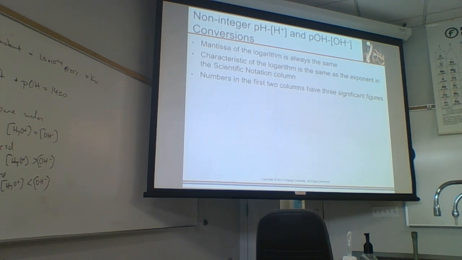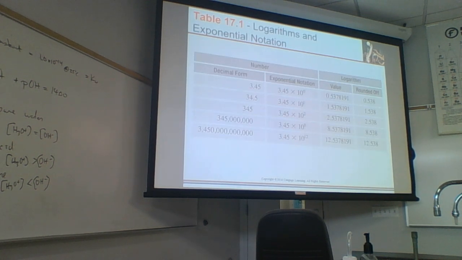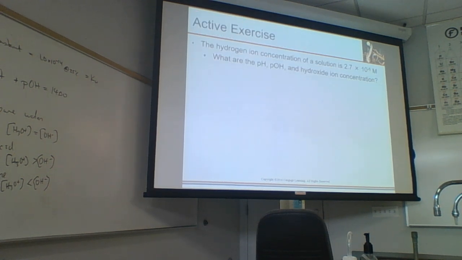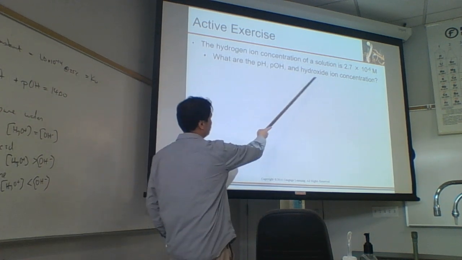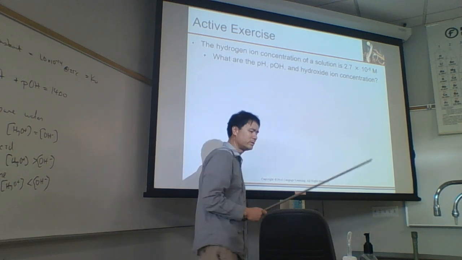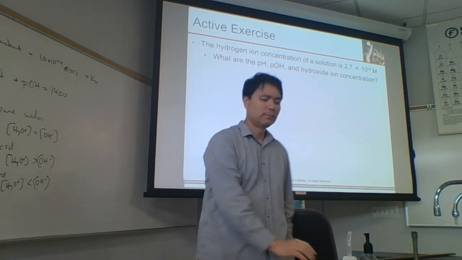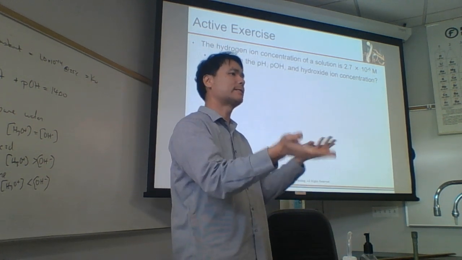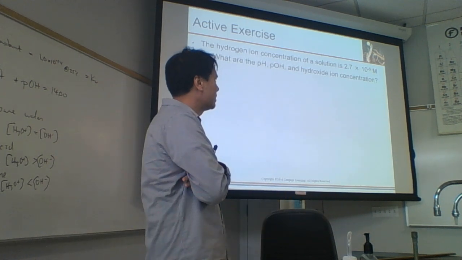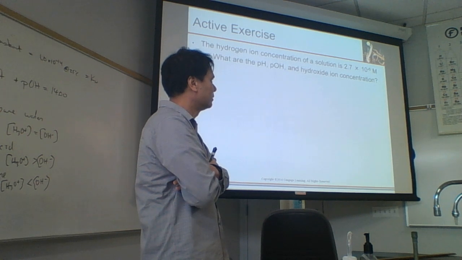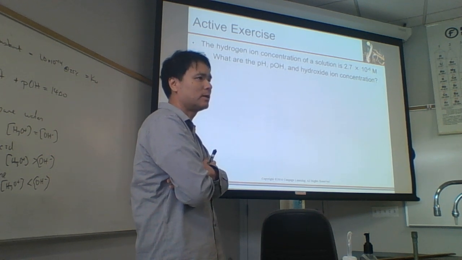Now, what about non-integer? For non-integer, we have to use this. So for example, the hydrogen ion concentration of a solution is 2.7 times 10 to the minus 6. That 2.7 screws things up because now it's somewhere between 10 to the minus 6 and 10 to the minus 5. Because you know what 10 times 10 to the minus 6 is?